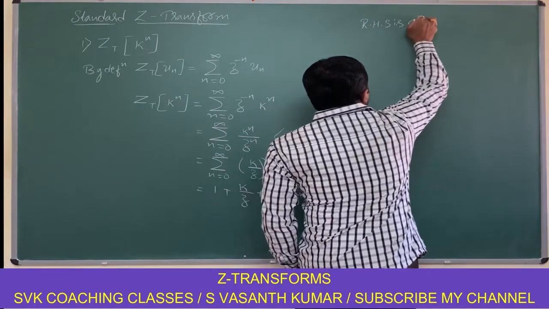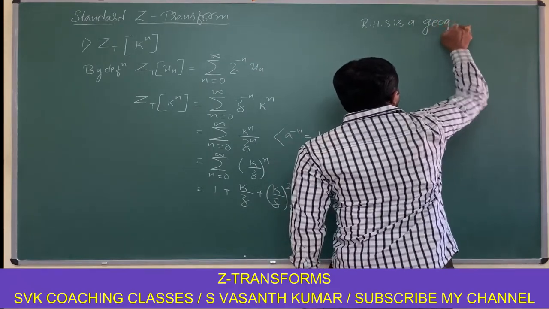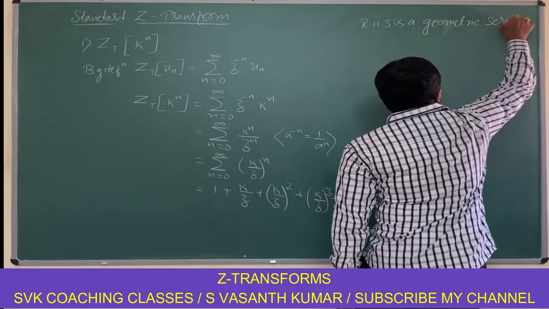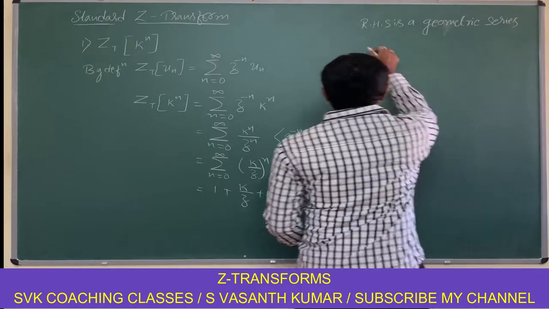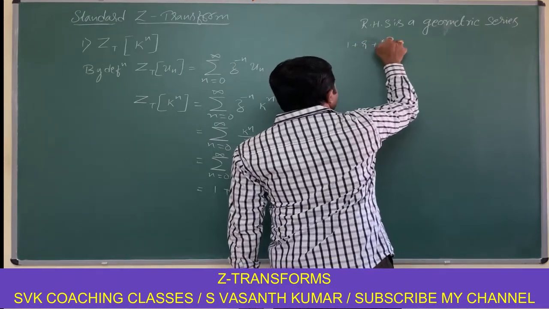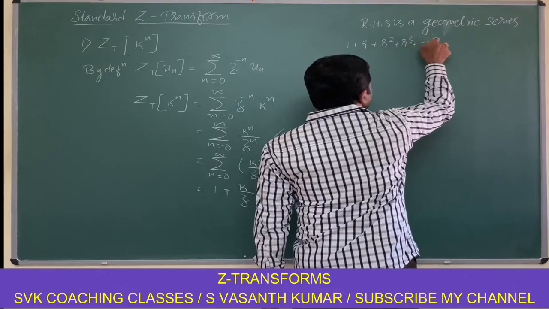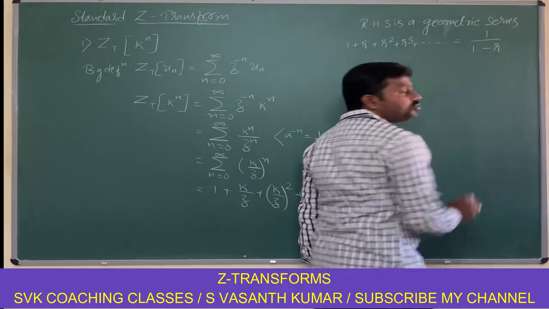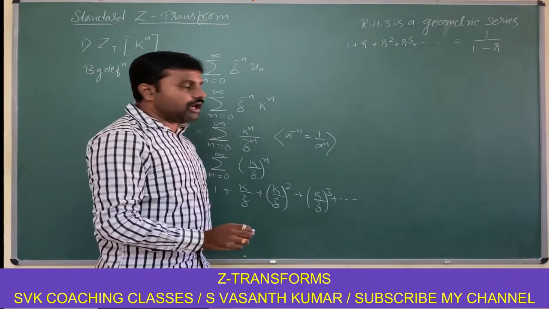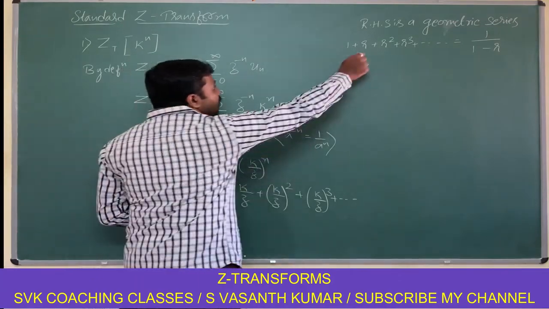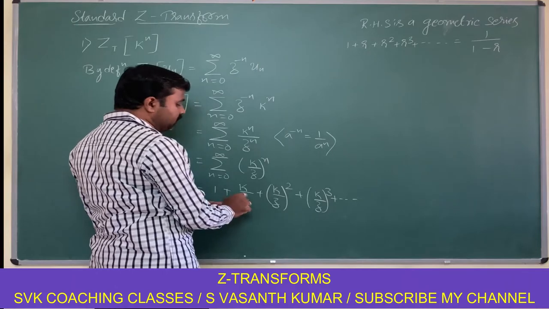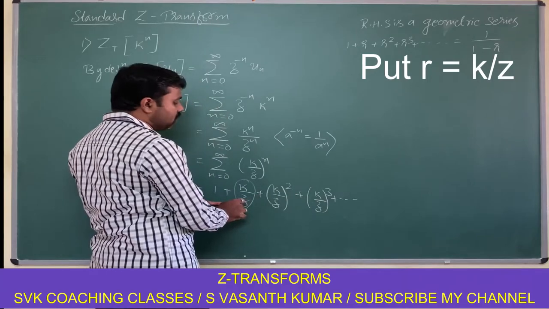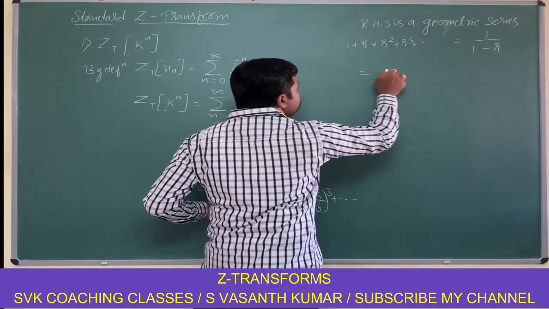So now we observe that the RHS is a geometric series, of the form 1 plus r plus r square plus r cube plus so on, whose sum is given by 1 by 1 minus r. Now equating the RHS here, 1 plus r plus r square plus r cube, where r is what here? k by z.